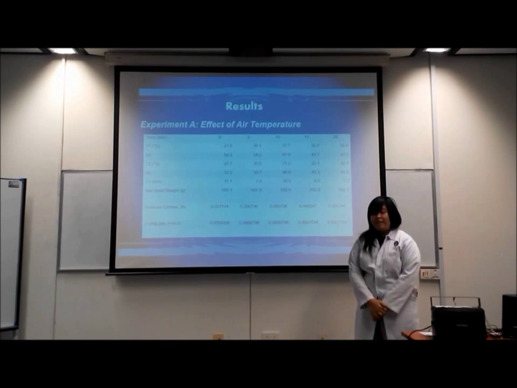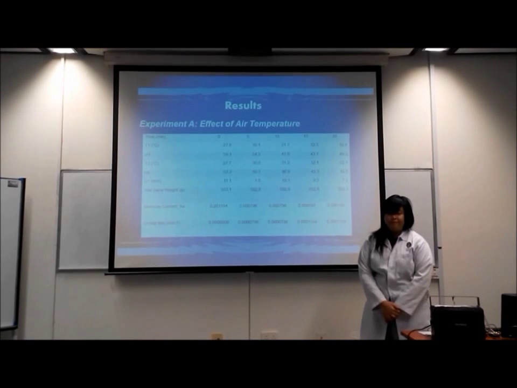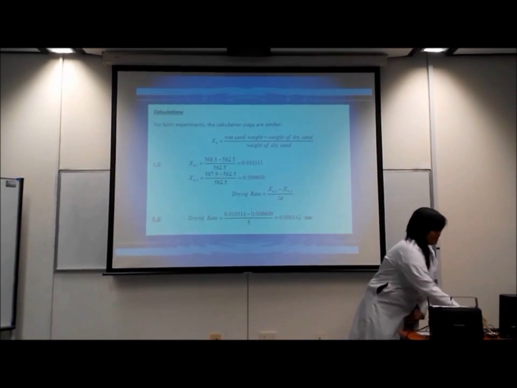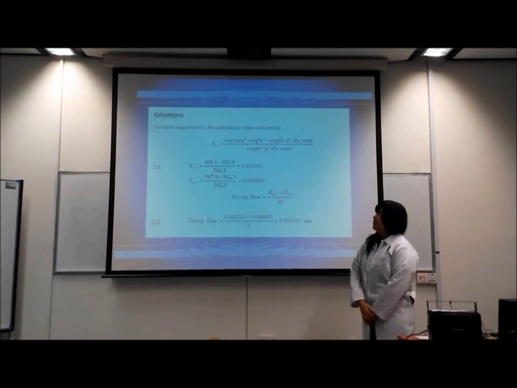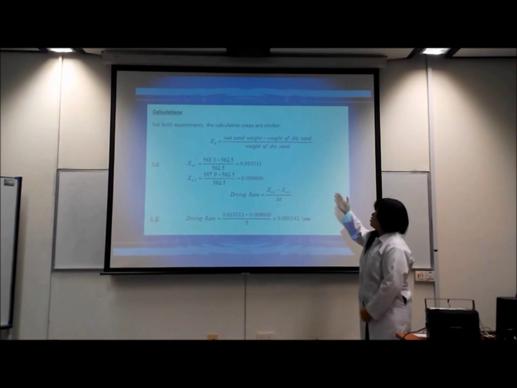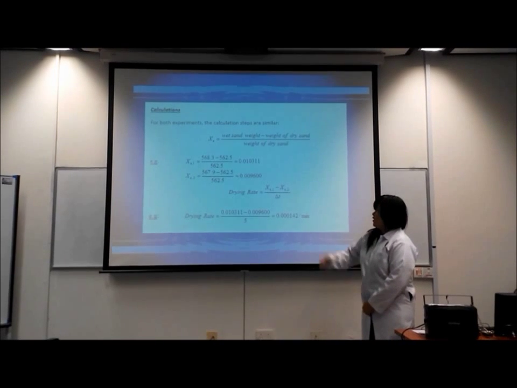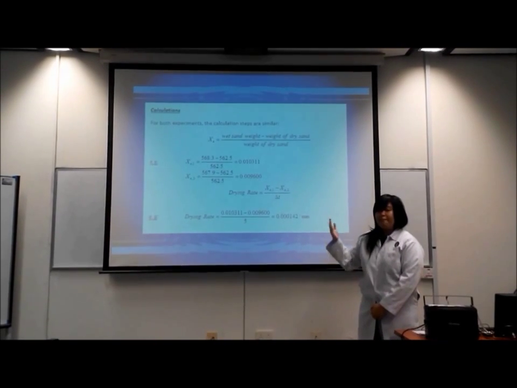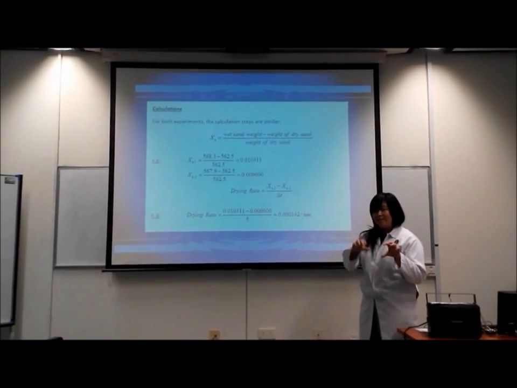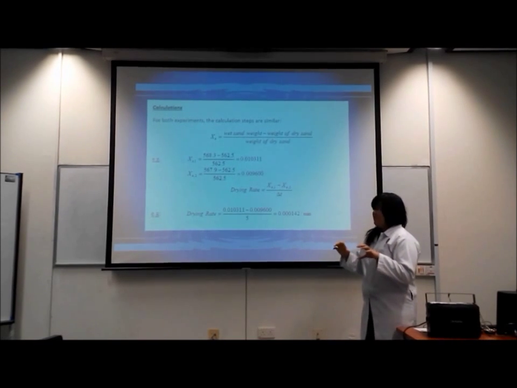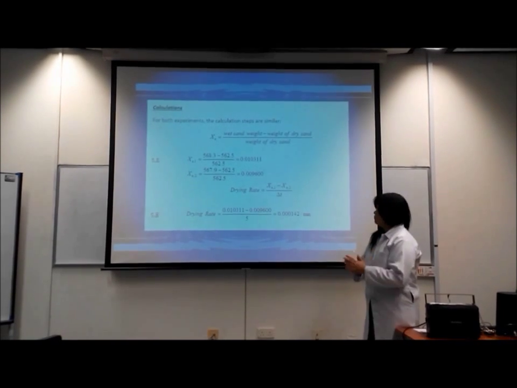Using the data that we have obtained, we can find the moisture content and also the drying rate of our experiment. How? By these calculations and formulas. For moisture content, we first find the difference between wet sand weight and the weight of dry sand, and divide it by the weight of dry sand. So we get our moisture content for each sample. To find the drying rate, we find the difference between sample 1 and the consecutive sample, and then divide it by the time difference between the intervals at which the samples are taken.